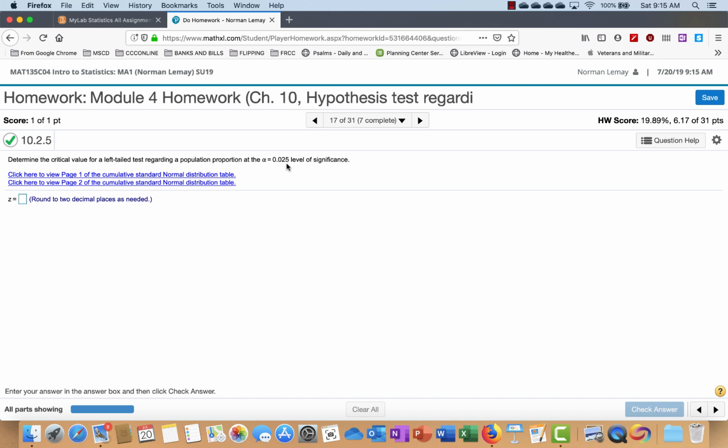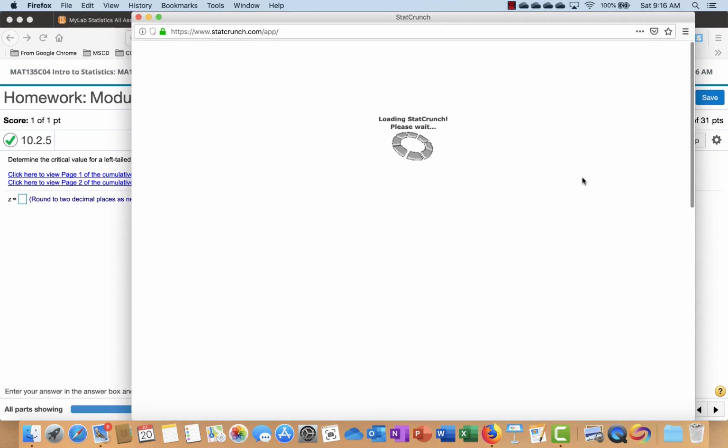So to find critical values, which is what this one is asking, a critical value for a left-tailed test, this is nothing more than back in chapter 7 where they said, suppose that you have a left-tailed area of 0.025. What is the z-score? To assist us, let's go ahead and fire up StatCrunch.